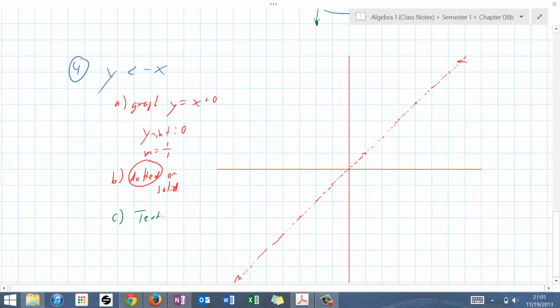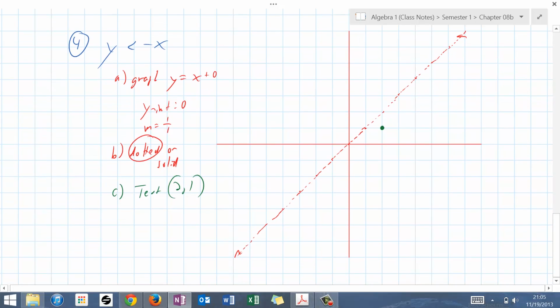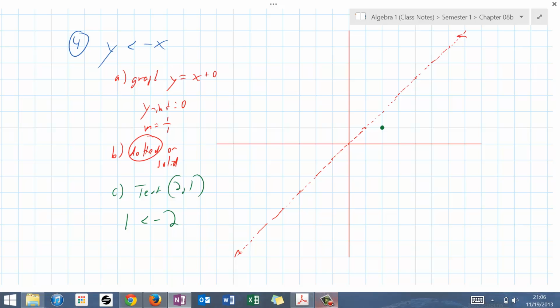Let's pick this point right here. That is the point 2, 1. Okay? We're going to test 2, 1. If I plug 2 in for x and 1 in for y, I get 1 is less than negative 2. Let's see, is that right? Yeah, I get 1 is less than negative 2.